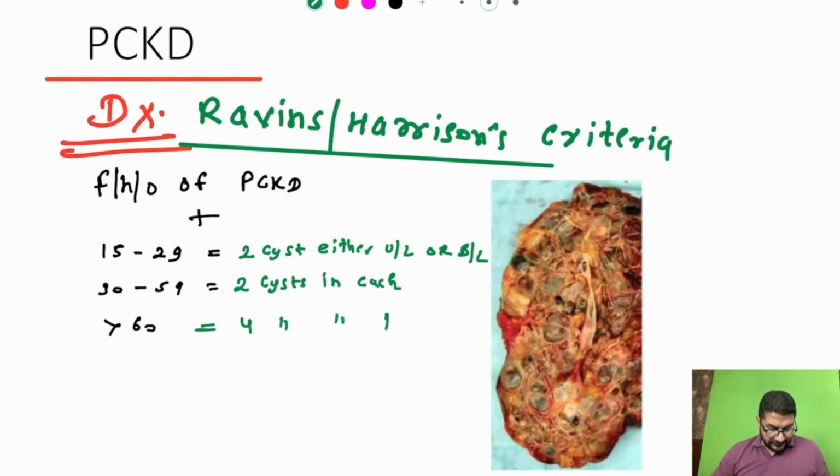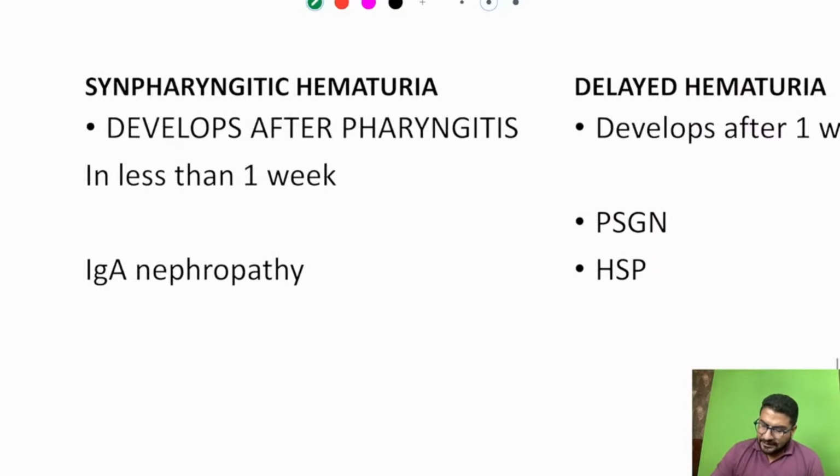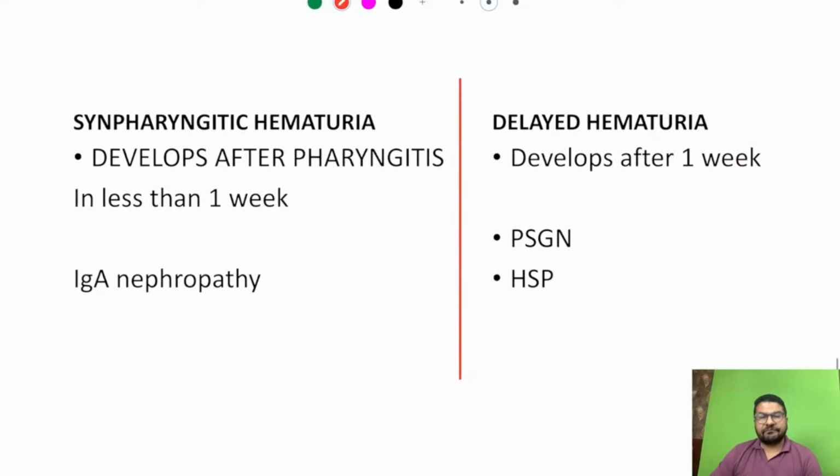So this is about the diagnostic criteria, right? I'll share the PDF, text me. There will be one more class, this is the second class, one class is done. So this is the diagnostic criteria, Ravine's criteria for PCKD. Now see, the second question they ask in exam is a question on hematuria.